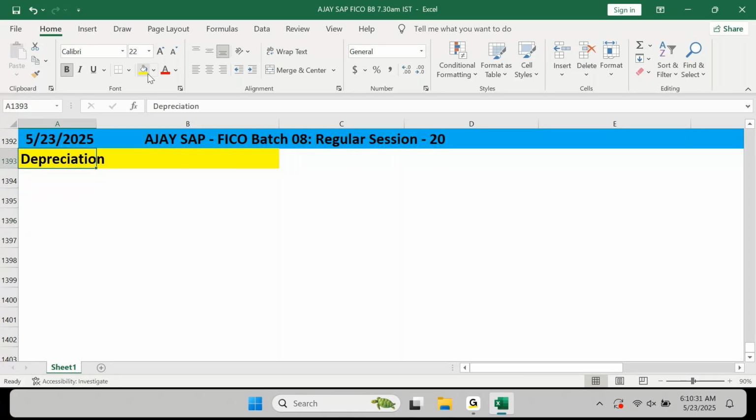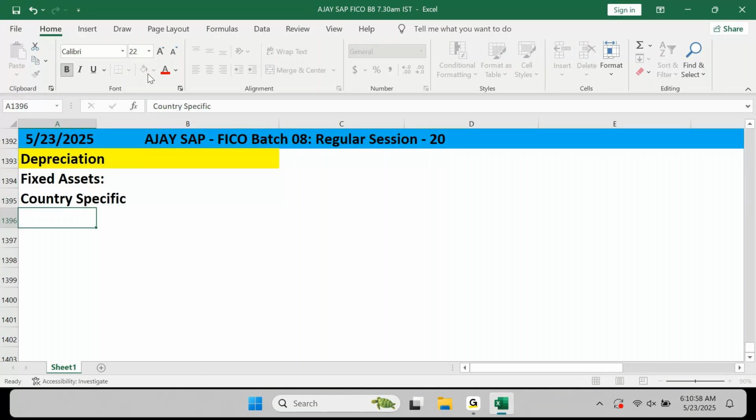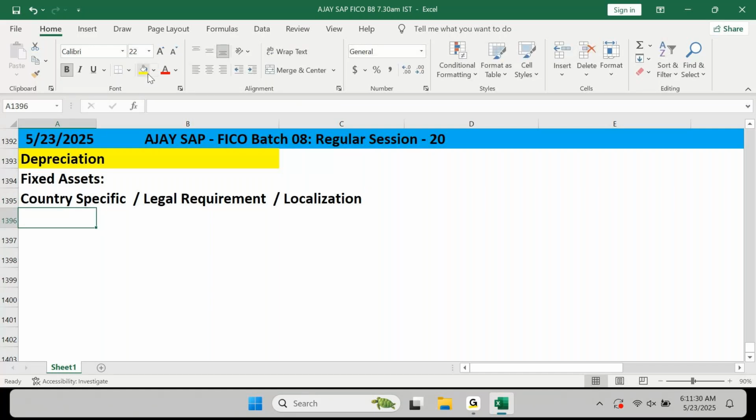All right. Now, when we are talking about depreciation, we are talking about fixed assets here. Now, is this company code specific or is this country specific? Country specific. Okay, this is country specific. Anything which is country specific, we call it a legal requirement. Can we also call this legal requirement localization? This is our country specific legal requirement, localization, meaning any point which is related to asset, in short, fixed asset, it is common across the country.